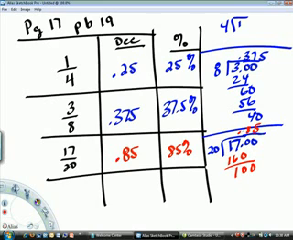So check your division. Can you see how I did it? You understand how I got 0.85?